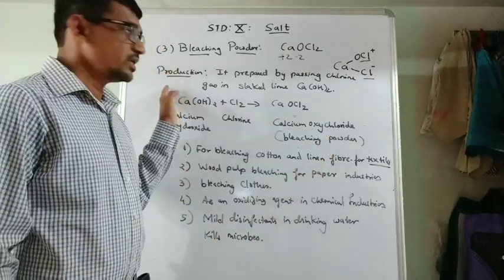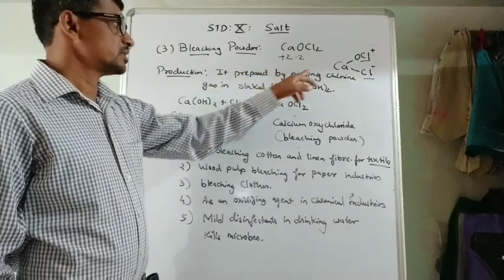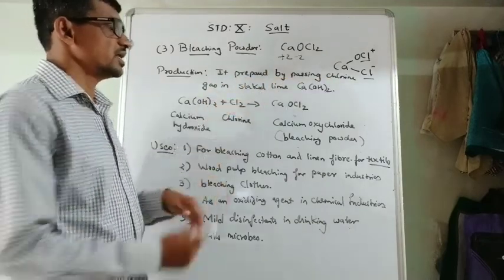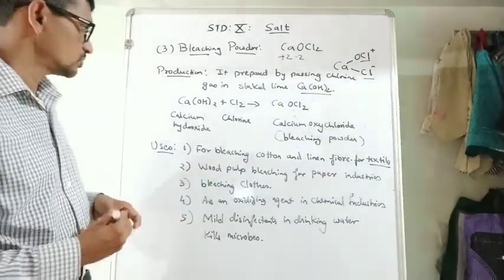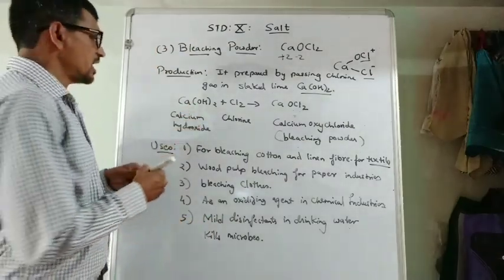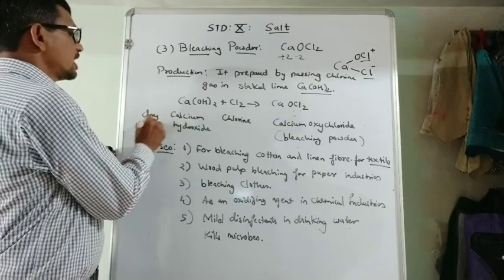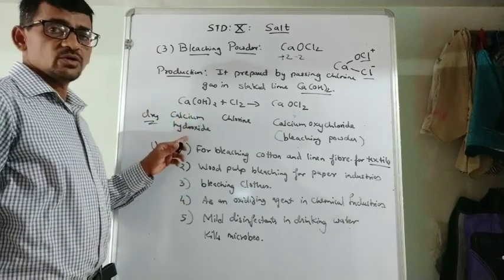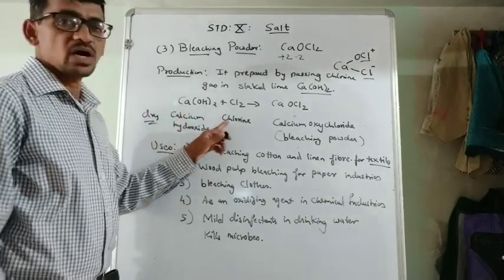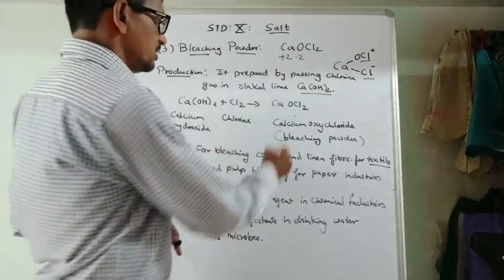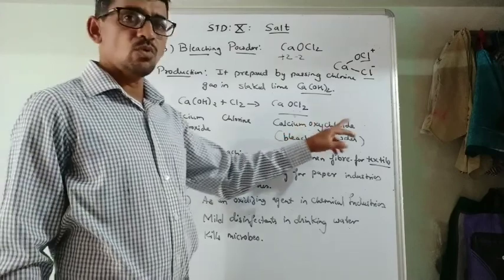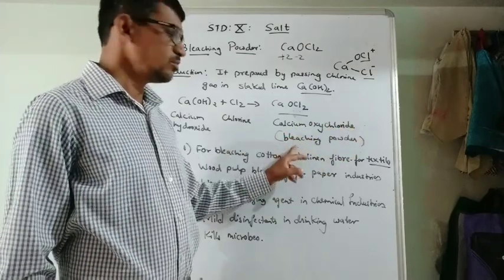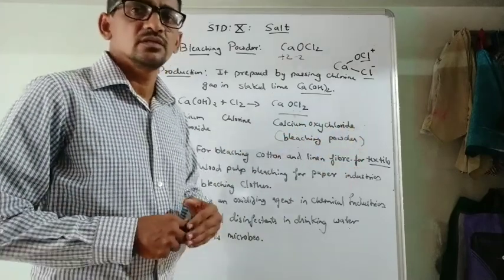Production or preparation: it is prepared by passing chlorine gas over slaked lime. Slaked lime's formula is calcium hydroxide. So take dry calcium hydroxide or slaked lime, pass the chlorine gas over it, then CaOCl2, calcium oxychloride, known as bleaching powder, is formed.